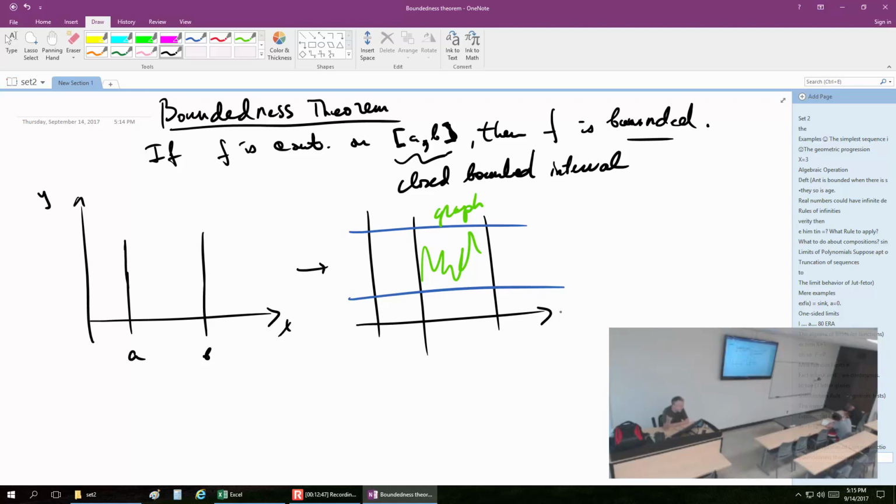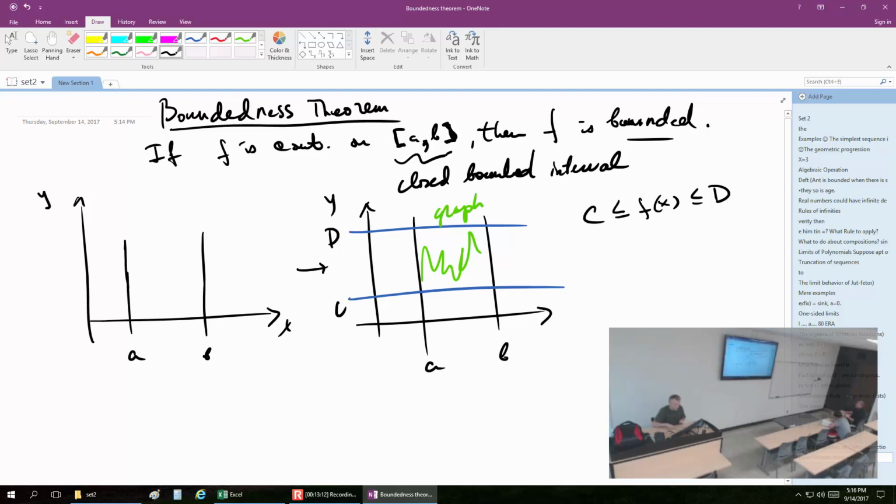The function is not going to infinity. So let's just say it is bounded. It fits between some numbers, say c and d. That's the value of y, on the y-axis like this. So everything fits in a box. That's the boundedness theorem.